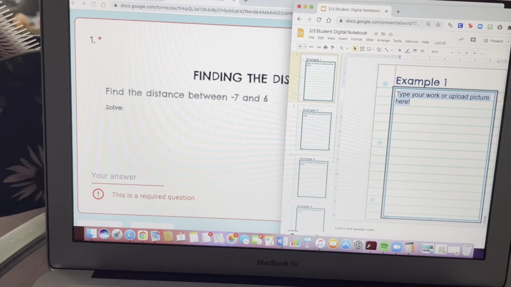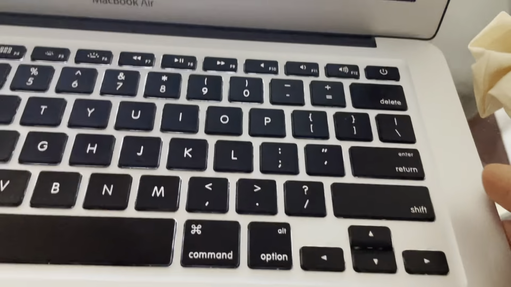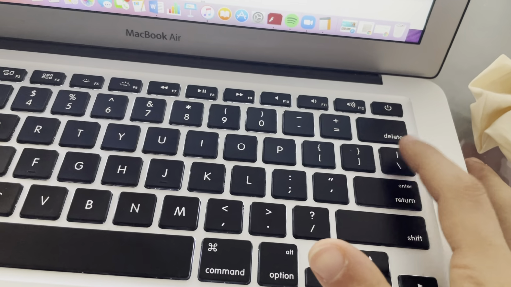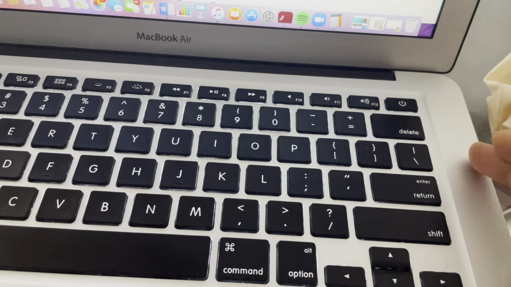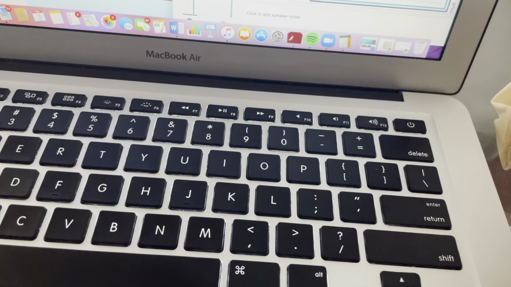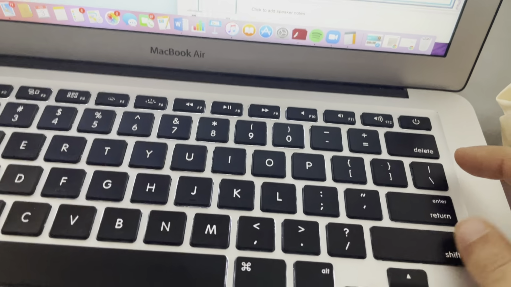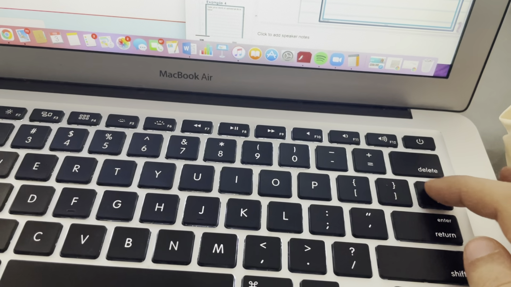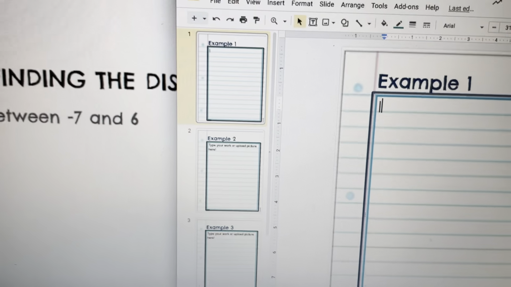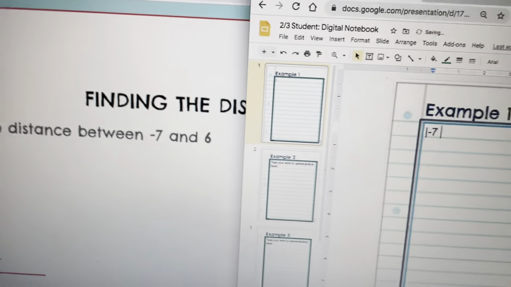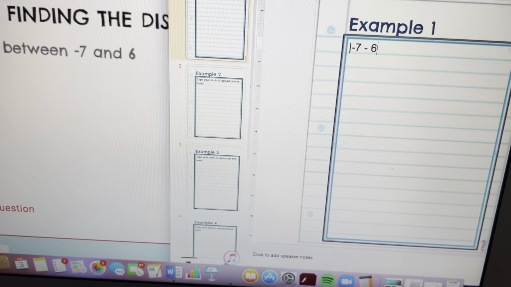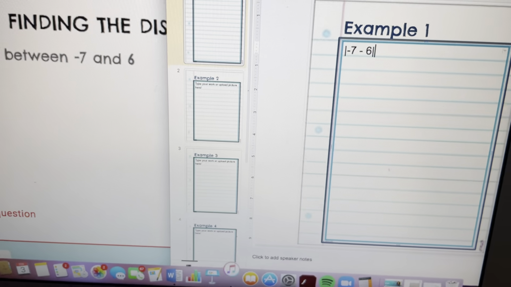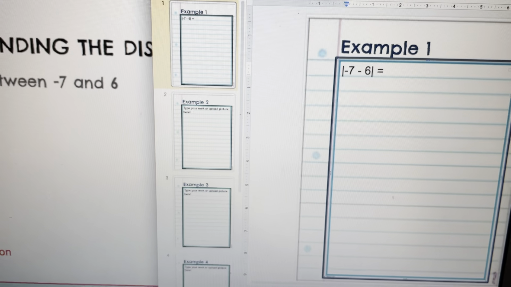And just so you know, this line right here is the absolute value sign. It's right on top of the enter sign. To type the absolute value sign, you press shift and then this button, the straight line right here, and it's going to give you a bar. So then you would also do -7 minus 6, and then you close the absolute value sign. Okay, and then you put equals, and the equals button is right here.